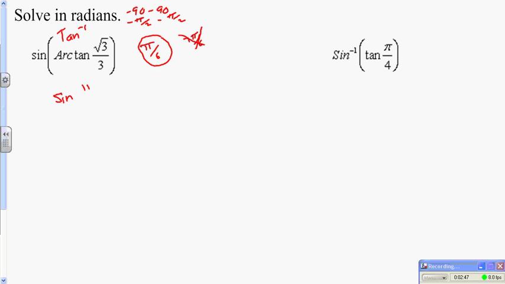So now we have sine of root 3 over 6. Excuse me, sine of pi over 6. What do we get for sine at pi over 6? Check your unit circle. And pi over 6 sine is 1/2.